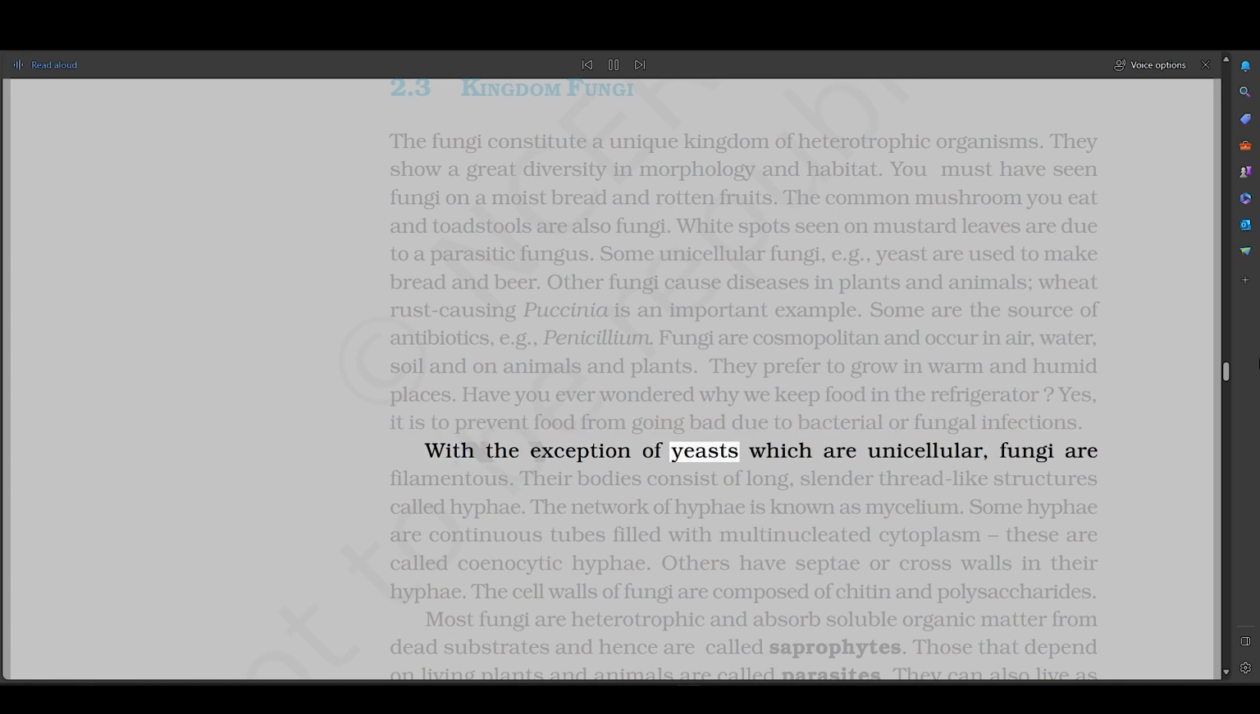With the exception of yeasts, which are unicellular, fungi are filamentous. Their bodies consist of long, slender thread-like structures called hyphae. The network of hyphae is known as mycelium. Some hyphae are continuous tubes filled with multinucleated cytoplasm. These are called coenocytic hyphae. Others have septae or cross walls in their hyphae. The cell walls of fungi are composed of chitin and polysaccharides.